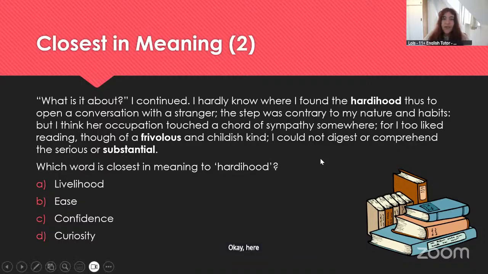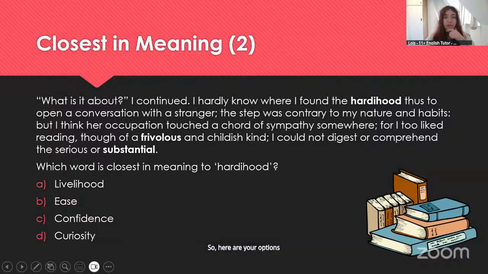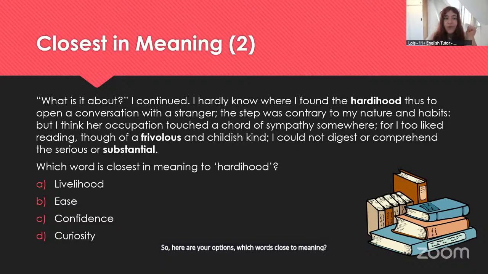Okay, here's the next one. It's the word hardihood, which is in our first sentence. I hardly knew where I found the hardihood to open a conversation with a stranger. So here are your options. Which word is closest in meaning? Livelihood, ease, confidence, curiosity. So what do you think is the word that is closest in meaning to hardihood?